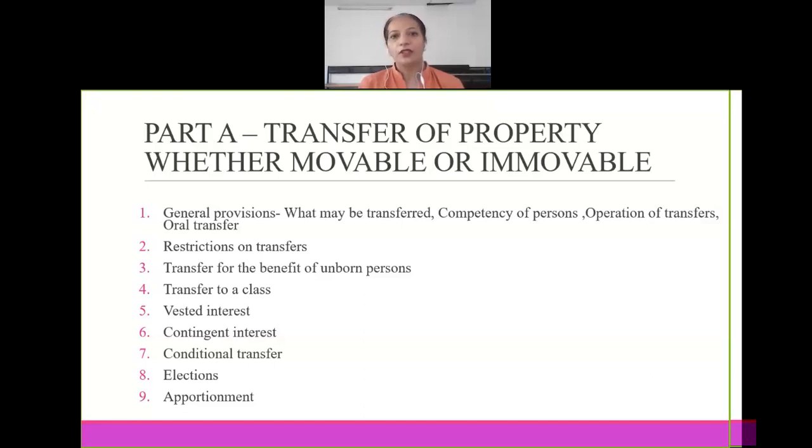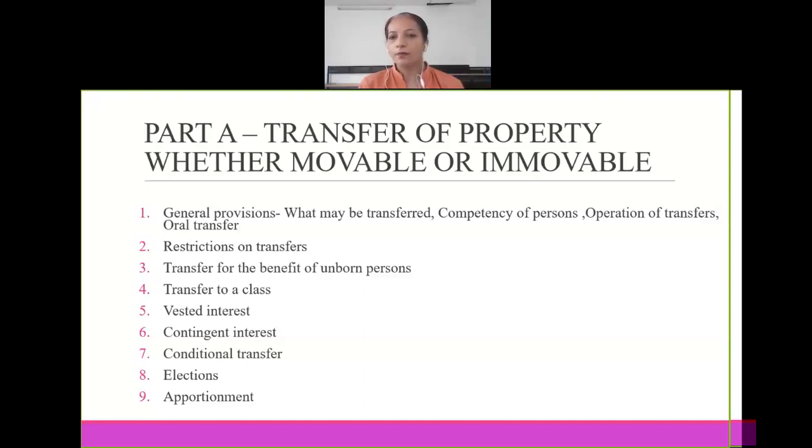The second point which we will be seeing under Part A is restriction on transfers. Whenever a person transfers a property to another person, we will see whether there is any kind of restriction which prohibits the alienation of property from one person to another. Next is transfer for the benefit of an unborn person.